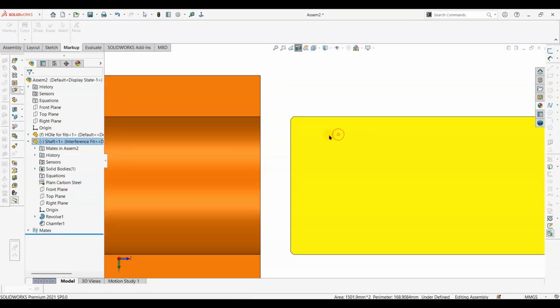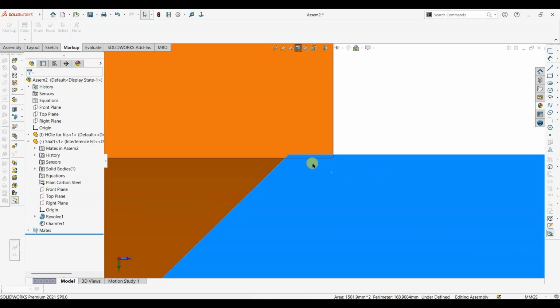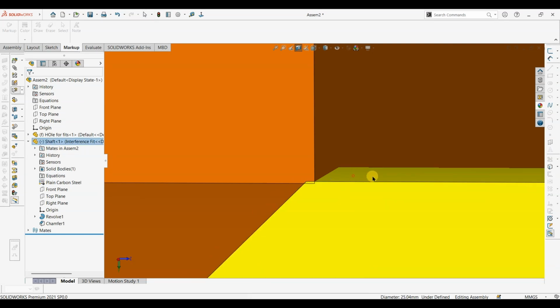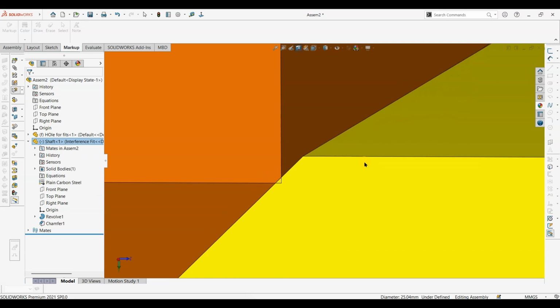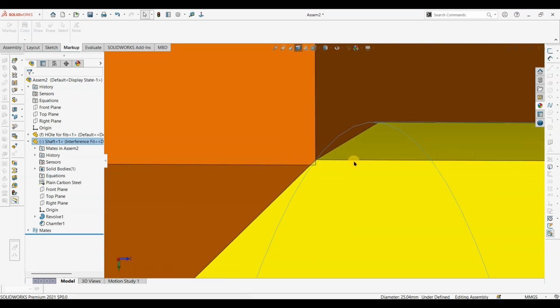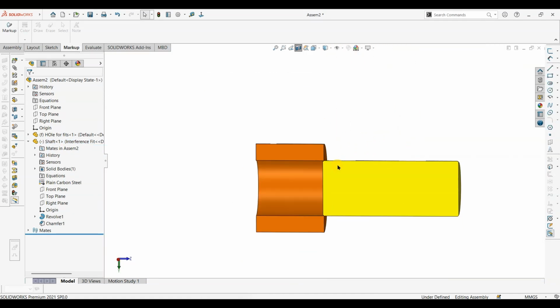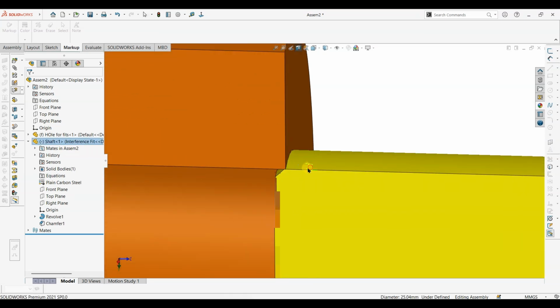Suppose I want to insert this shaft into the hole. So at the time of insertion, you will see there is a small amount of interference present. At the time of insertion, you will see the shaft is interfering with the hole, and we require some amount of force, like using a hammer. And in interference fit, no clearance is present between the parts.